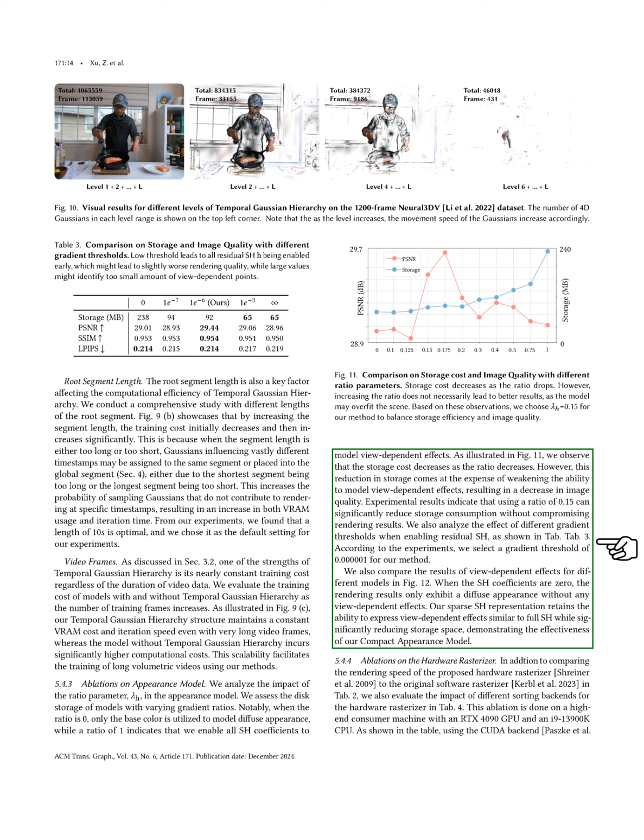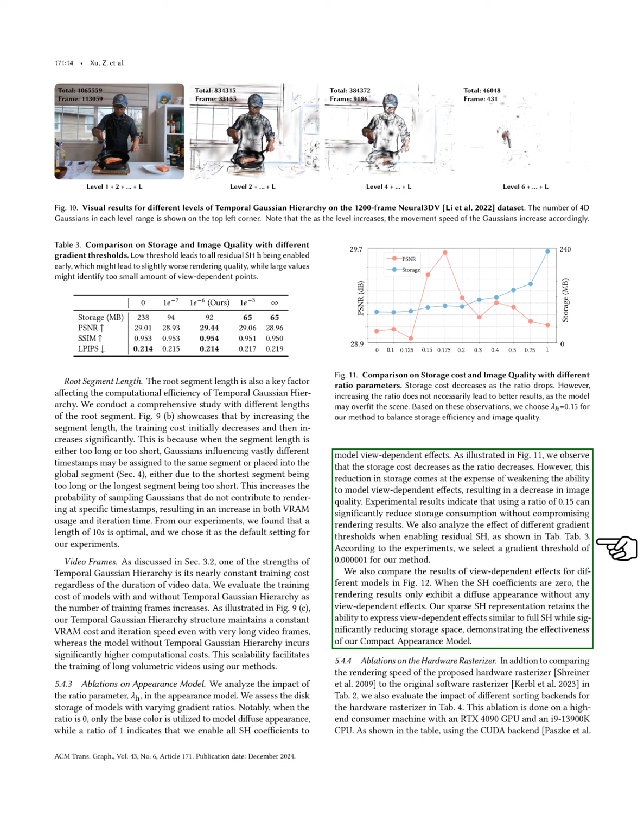Next, we evaluate the performance of our hardware rasterizer against the original software rasterizer, as well as the impact of different sorting backends. This evaluation is conducted on a high-end machine equipped with an RTX 4090 GPU and an i9-13900K CPU. Our results indicate that using the CUDA backend significantly enhances GPU utilization and sorting throughput, leading to improved rendering speed compared to CPU sorting or compute shader sorting backends.